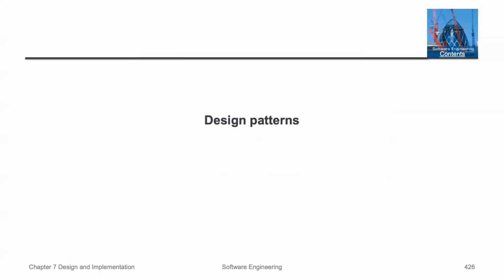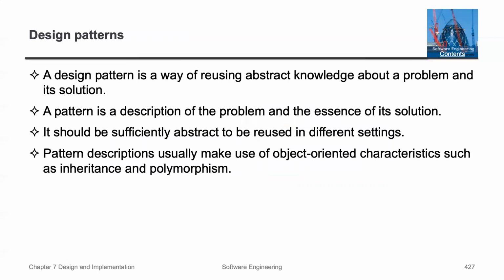So we already have talked about design patterns before, but now we're getting into how that would play out as you're developing a system. So a design pattern is a way of reusing abstract knowledge about a problem and its solution. A pattern is a description of the problem and the essence of the solution. It should be sufficiently abstract to be reused in different settings. And pattern descriptions usually make use of object-oriented characteristics such as inheritance and polymorphism.